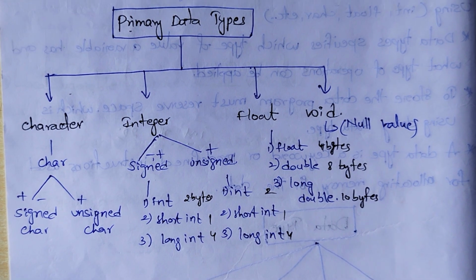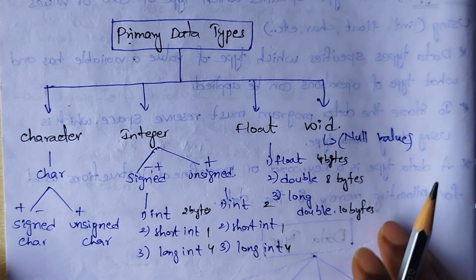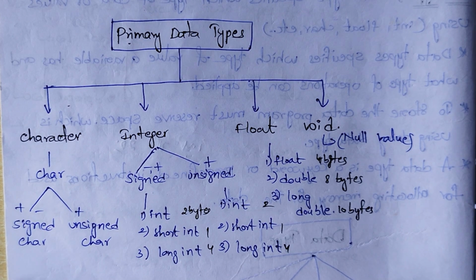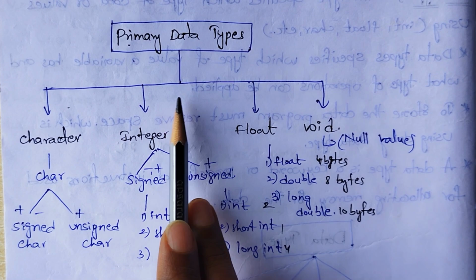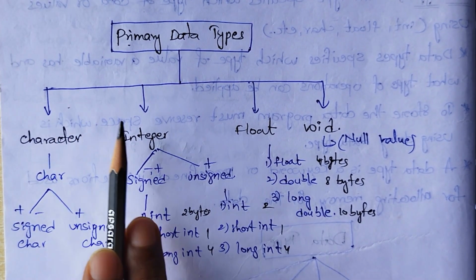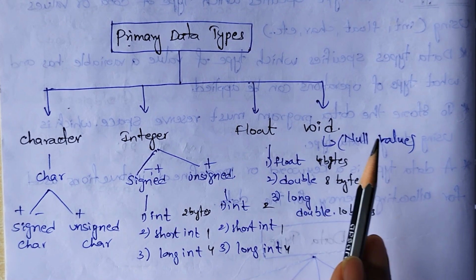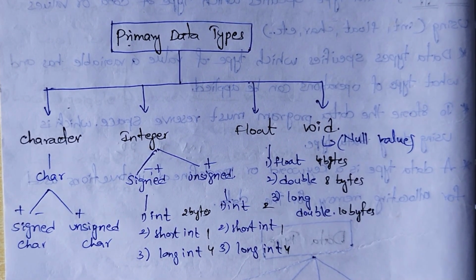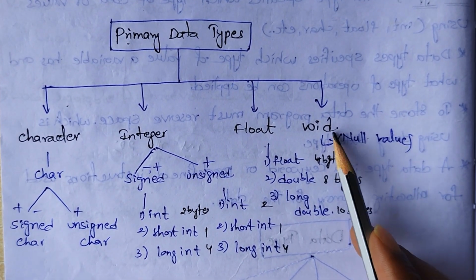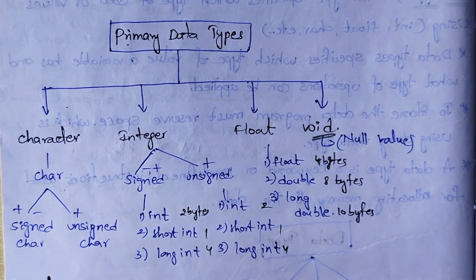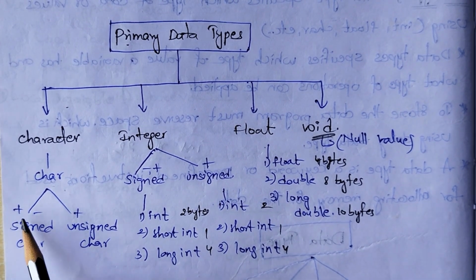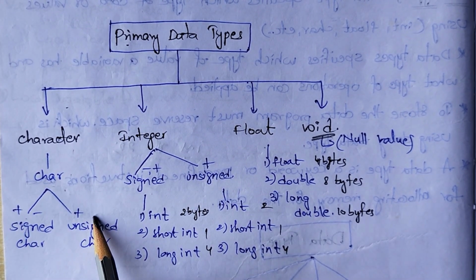See here, it is a very clear diagram for data types. In this one, the primary data types are divided as character, integer, float, and void. If you have any null values, we will declare the void data type. The first one is character. Character again has two types: signed character and unsigned character.